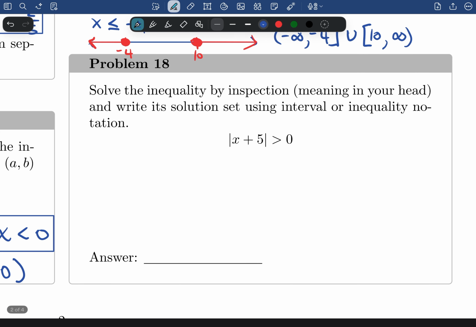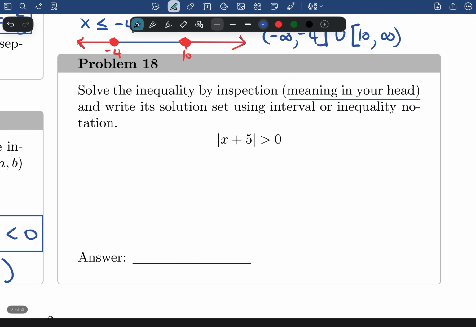Good job. Let's go ahead and move on, and we're going to solve this inequality by inspection, meaning in your head, and write its solution set using interval or inequality notation. You know what? I prefer you don't do this in your head. I prefer you try it by hand.